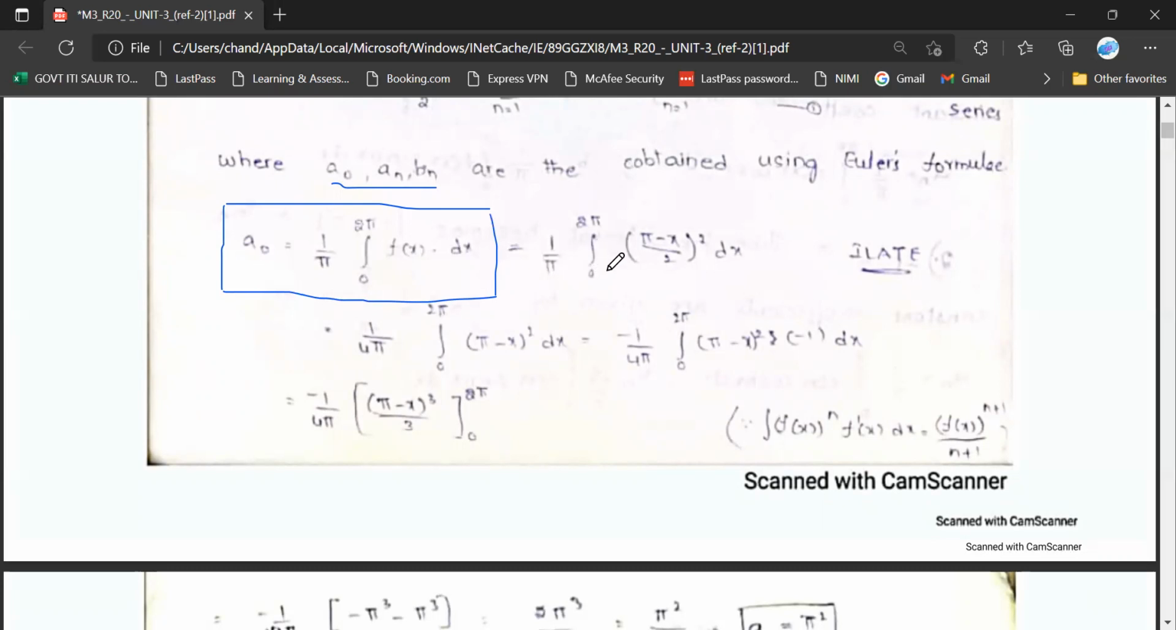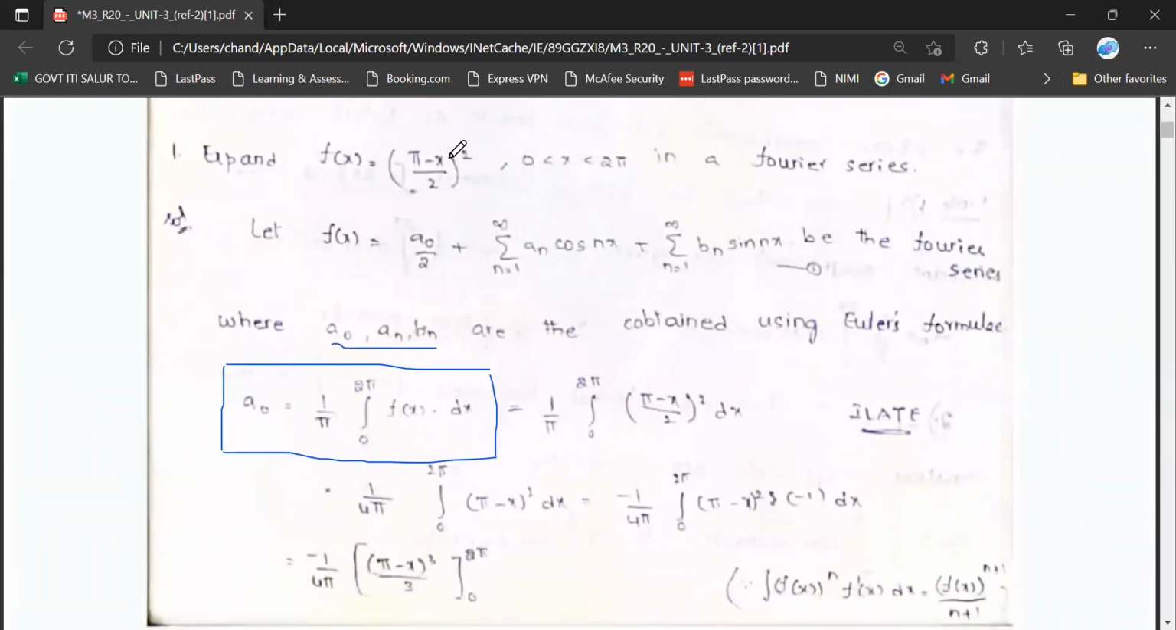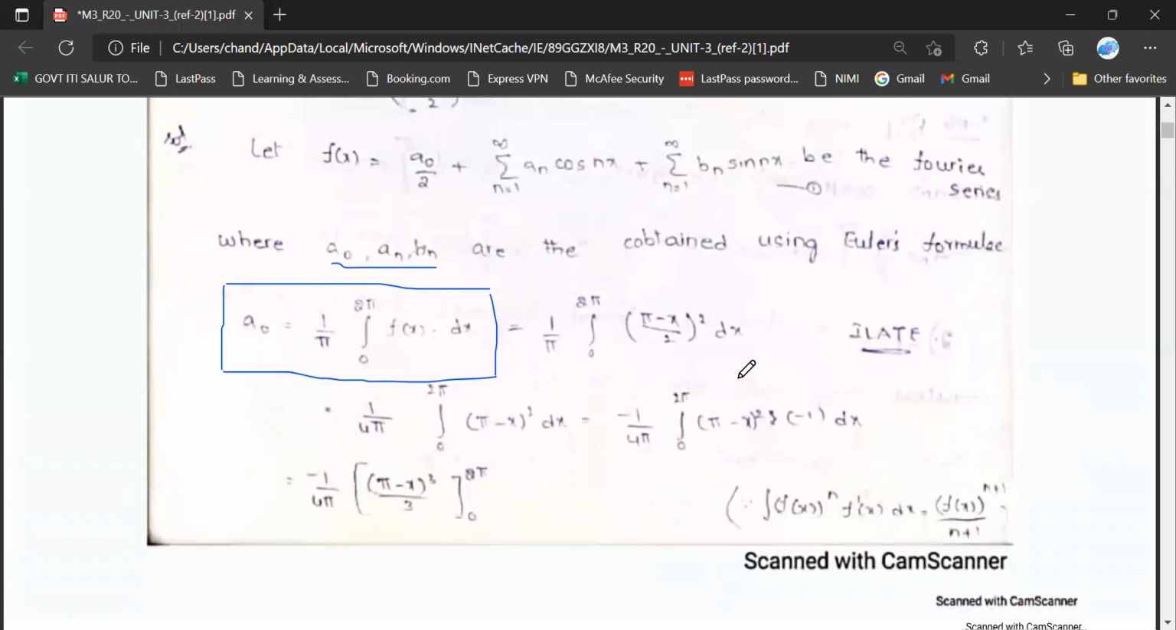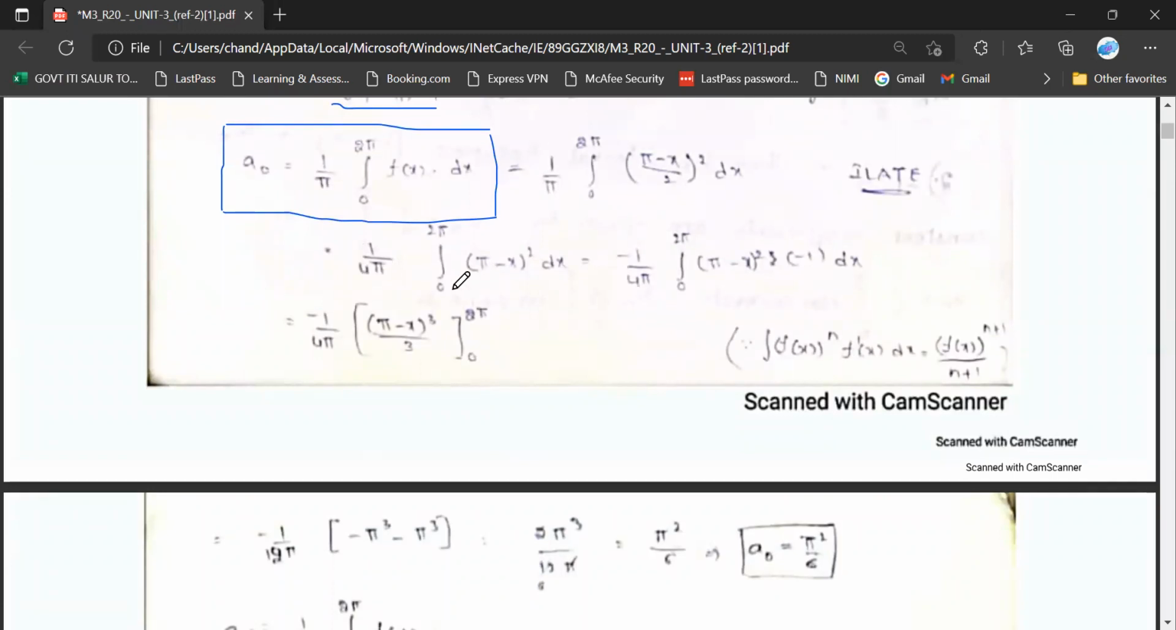So 1 by pi integration from 0 to 2 pi, where f of x is nothing but pi minus x by 2 whole square, and we are integrating with respect to x. Here we take the 2, and 2 square is 4. So 1 by 4 is placed before the integration, because it is a constant in the denominator. So we take the denominator constant out of the integration. So it became 1 by pi.